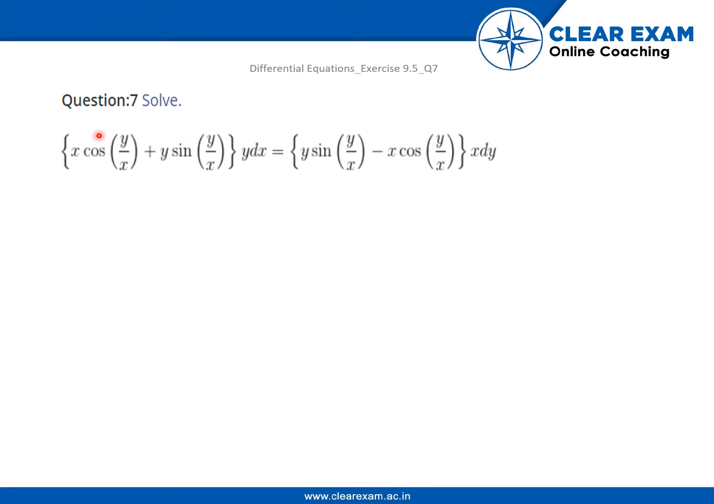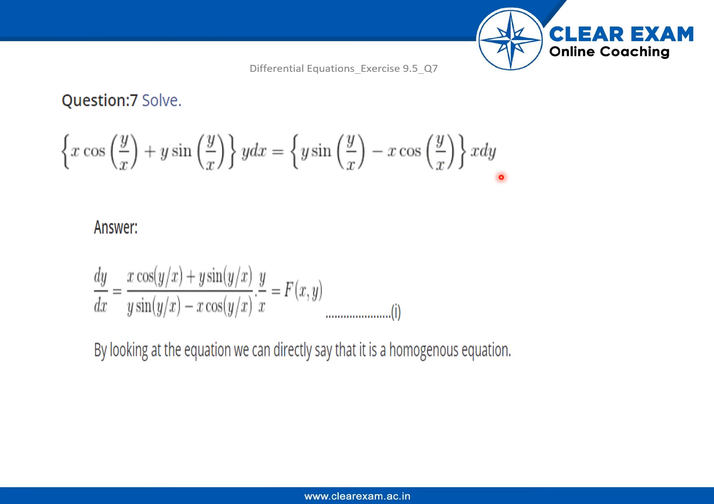Solve x cos(y/x) + y sin(y/x) times y dx = y sin(y/x) - x cos(y/x) times x dy. Answer. So the first thing we do is take dy/dx on one side and put everything on the other side. So we have dy/dx = [x cos(y/x) + y sin(y/x)] y / [y sin(y/x) - x cos(y/x)] x.